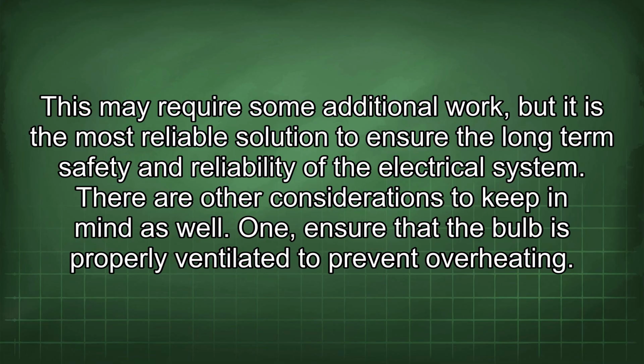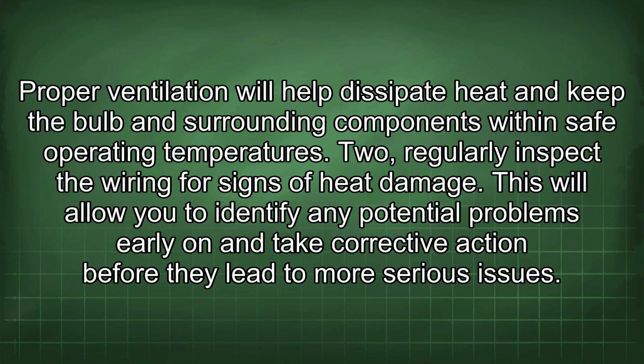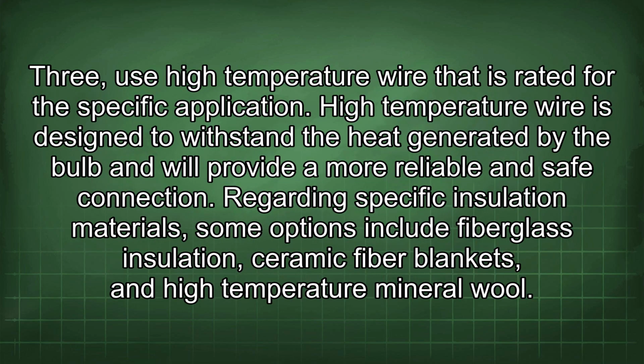1. Ensure that the bulb is properly ventilated to prevent overheating. Proper ventilation will help dissipate heat and keep the bulb and surrounding components within safe operating temperatures. 2. Regularly inspect the wiring for signs of heat damage. This will allow you to identify any potential problems early on and take corrective action before they lead to more serious issues. 3. Use high temperature wire that is rated for the specific application. High temperature wire is designed to withstand the heat generated by the bulb and will provide a more reliable and safe connection.